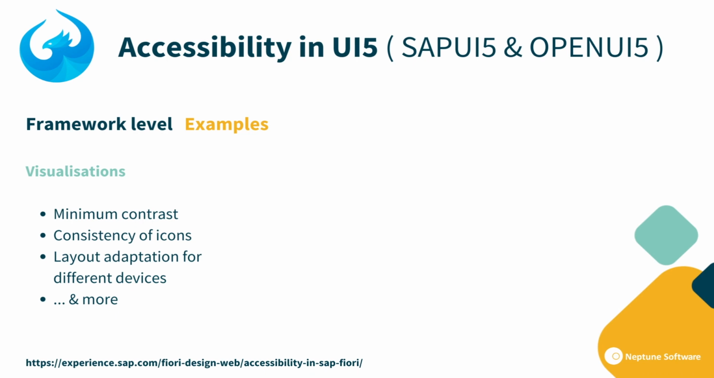Here are some framework level examples. We'll start with visualizations, such as having a high contrast theme available, using consistent icons. We have the icon library used here, and different layouts for different devices. Everything is responsive by default, and more.